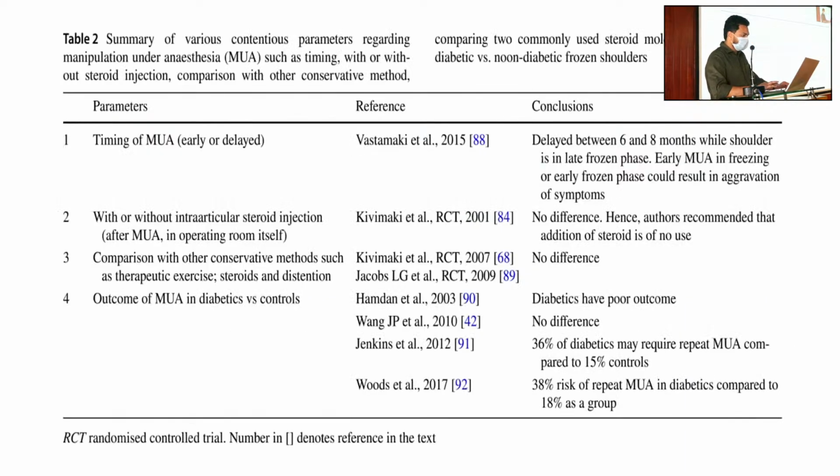This is the summary of various contentious parameters regarding manipulation under anesthesia, such as timings, with or without steroid injection, comparison with other conservative methods, comparing two commonly used steroid molecules, and outcome in diabetic versus non-diabetic frozen shoulders. In timing of manipulation under anesthesia, delay between 6 to 8 months while shoulder is in late frozen phase. Early manipulation under anesthesia in freezing or early frozen phase could result in aggravation of symptoms.